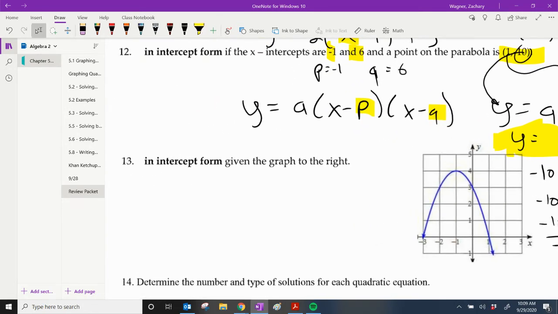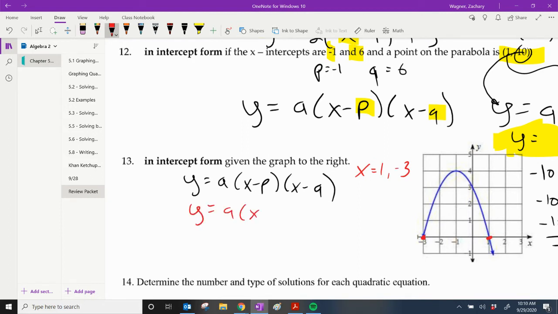In intercept form, graph the graph to the right. So once again, intercept form, this is just like the ones we just did, except we're shown the intercepts instead of told what they are. My intercepts are 1 and negative 3, so plug in those values. x minus 1, x minus the negative 3 becomes positive.